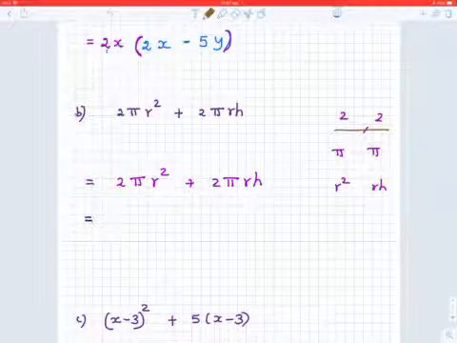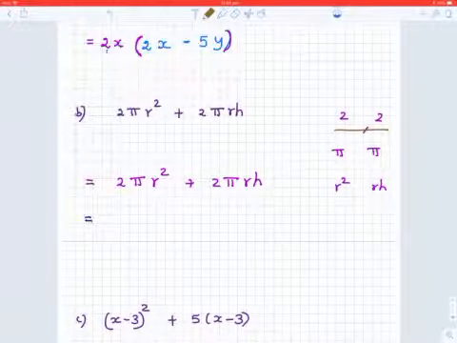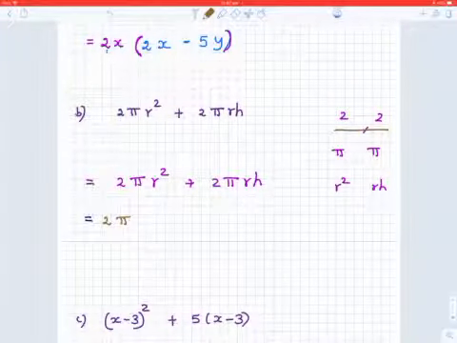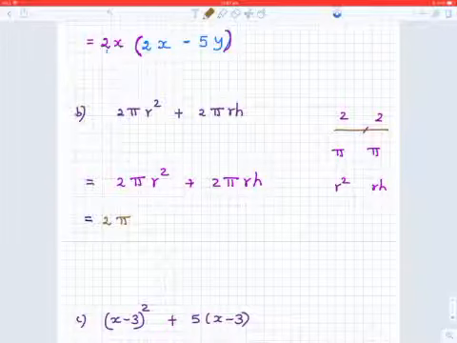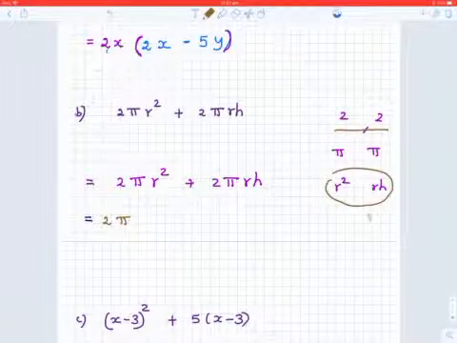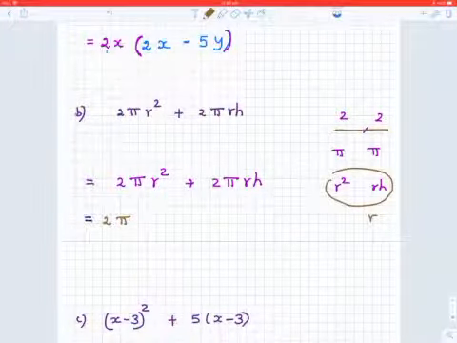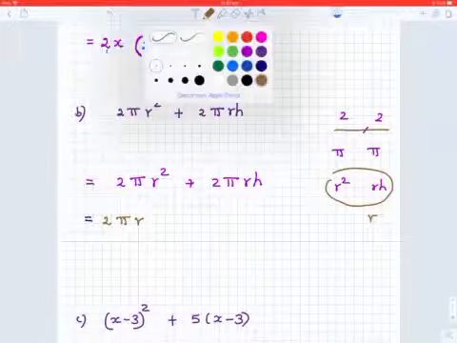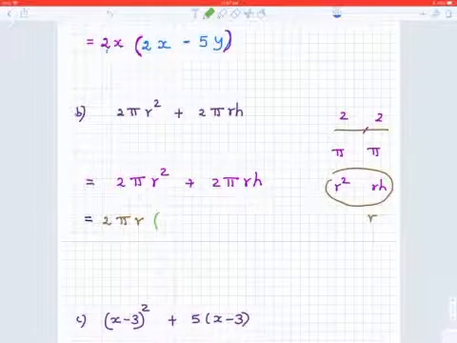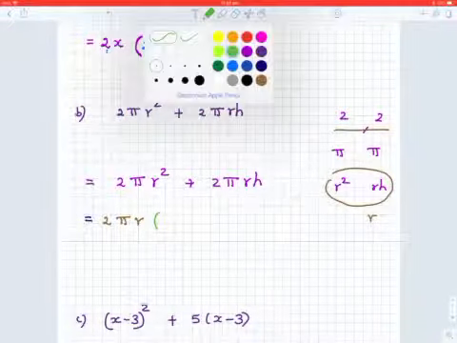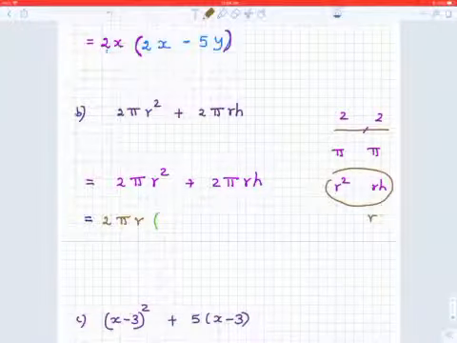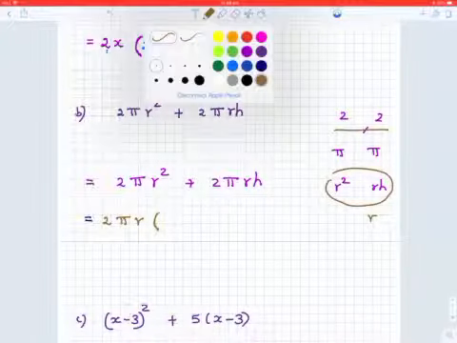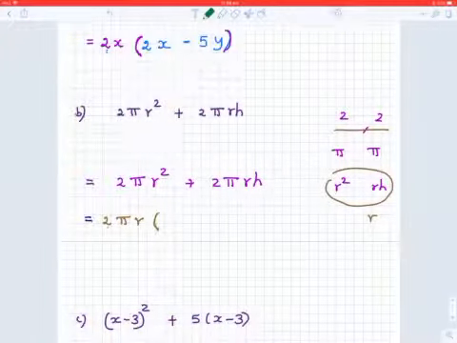For 2 and 2, the common is 2. 2 goes into both. Then pi and pi, again pi is common. I'm writing it. Now when you look at r squared and rh, only r goes into both of them, so I'm writing only r. Then nothing else is common, so I'm going to insert the bracket.